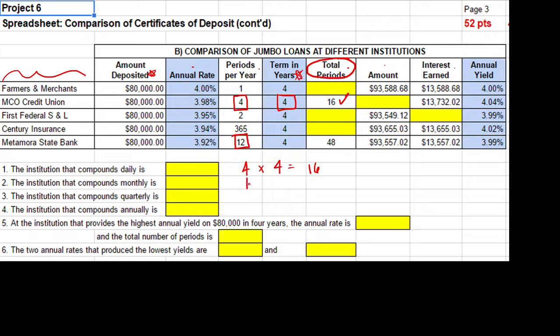12 periods per year for a total of 4 years gave me 48 periods. That's how they got 48. So if I take the periods per year and I multiply by the number of years, I get the total number of periods.